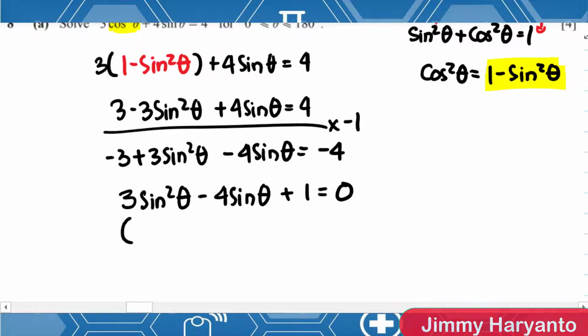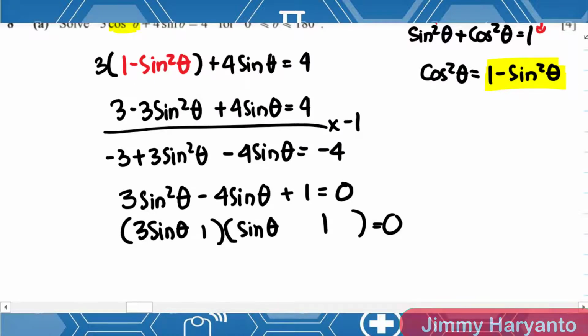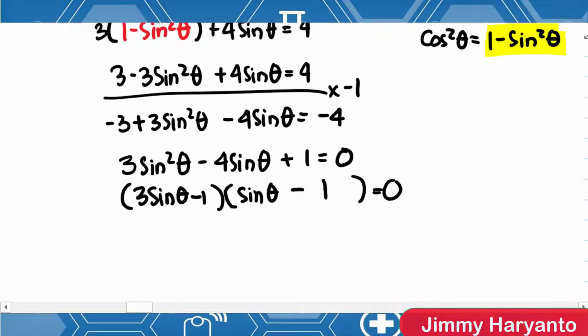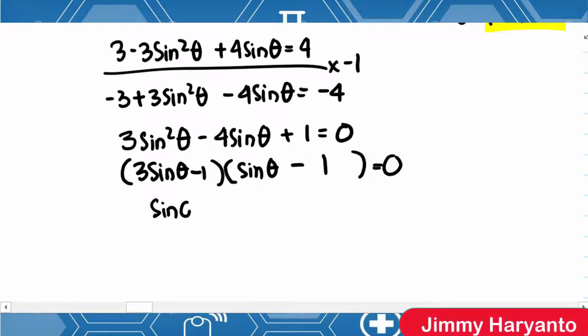And then you can factorize it, equals to 0. 3 sine theta, and then sine theta, 1 and 1. To make it into -4, it will be negative and negative. So for this one, sine theta equals to 1 over 3. For this one, sine theta equals to 1.